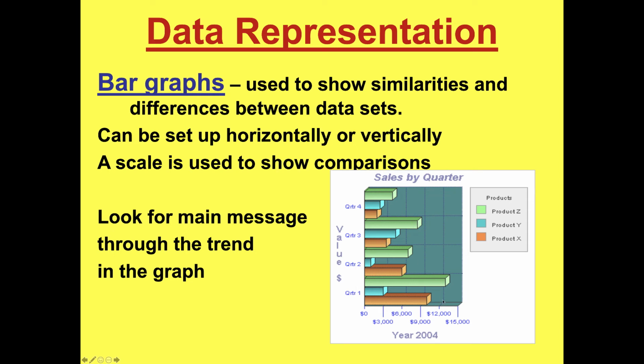So that's one trend you could possibly see. Somebody could ask a question: which product always has the most sales regardless of the quarter? And then another question would be, if you compare the sales of Y and X, what happens between the first half of the year and the second half of the year? Things like that. Those are the kind of things you want to look for in a bar graph.